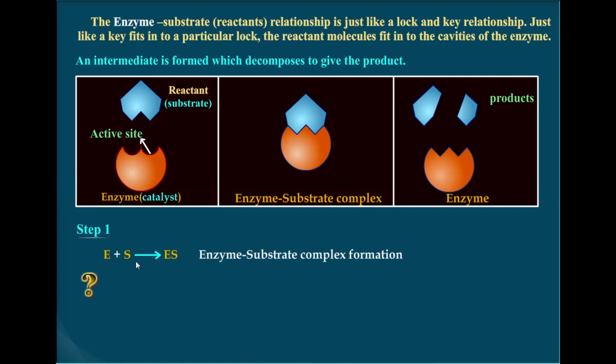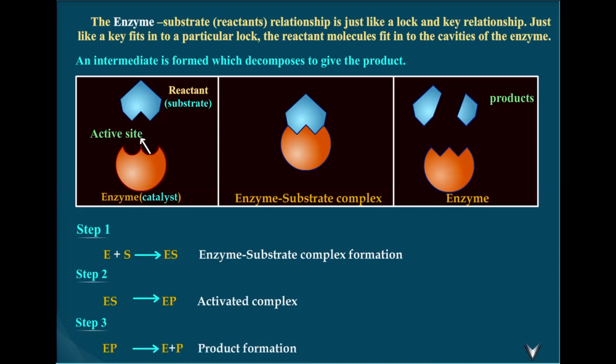So the steps are given. In the first step, you can see the enzyme and the reactant. The reactant is a substrate, so that is why S is written here. They combine to form an enzyme substrate complex. In step 2, the enzyme substrate complex formed gets converted to an activated complex. And this activated complex gets converted to the product and the enzyme. So you get back the enzyme. Hope this is clear to you.